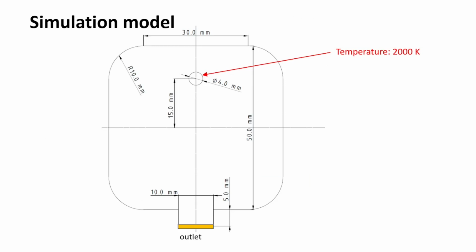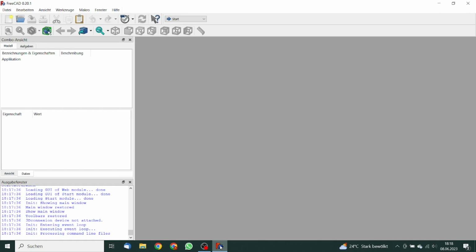This is the simulation model we will build up. We have a closed room, but on the outside you see the part that is yellow. We need an outlet, which has a width of 10 millimeters and a depth of 5 millimeters. And in the middle you will see some kind of pillar with a diameter of 4 millimeters. This will get a temperature of 2000 Kelvin, and this will be the place where the reaction starts. Now let's build up the simulation model in FreeCAD.